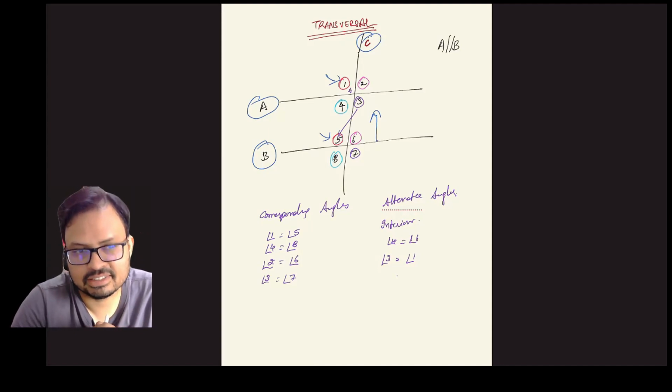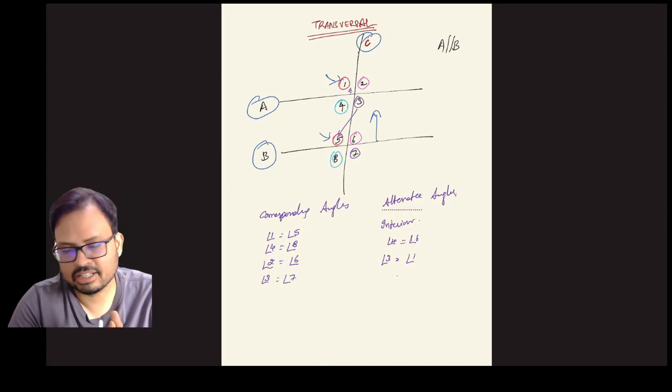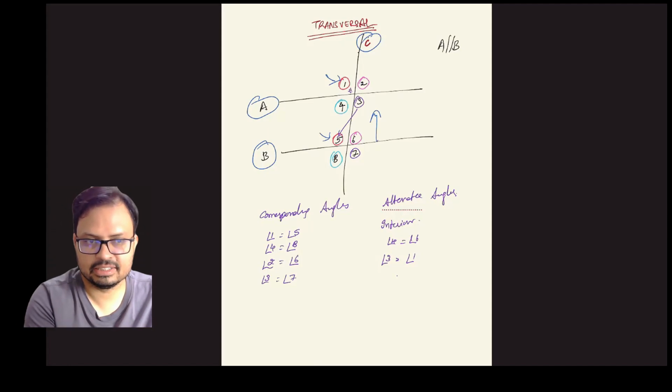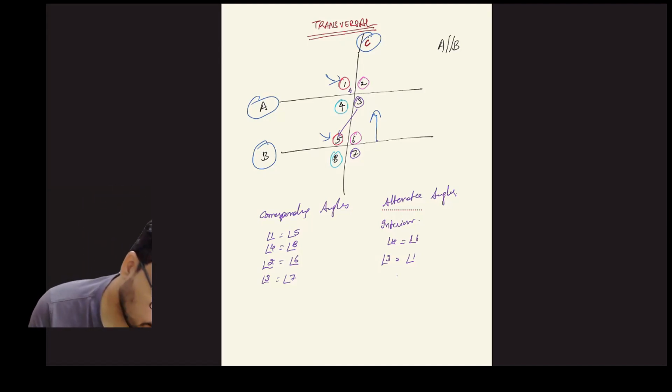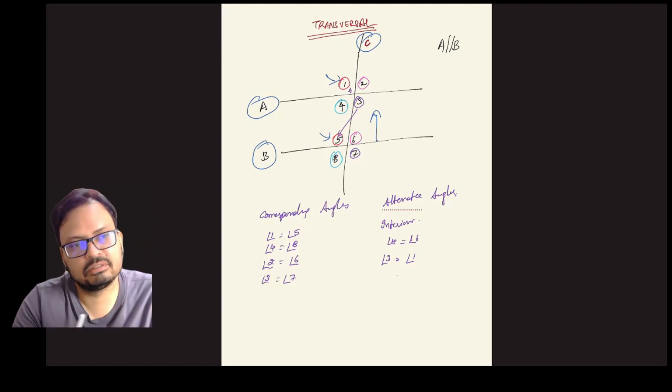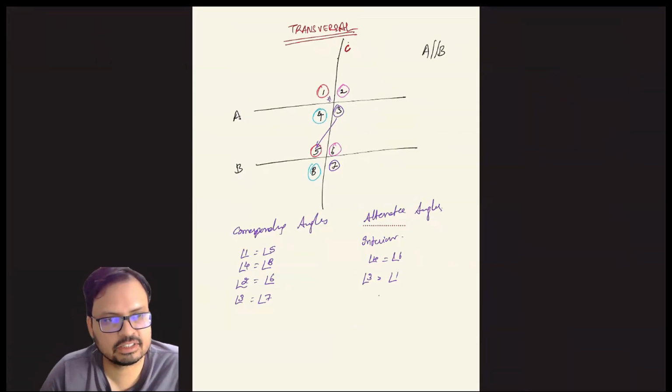Why don't you take an exercise where you write all these things on a paper, maybe semi-translucent paper, and then try to mark these things using a marker, cut somewhere in between A and B, and try to superimpose that and see if the corresponding angles are equal. All right, let's talk about alternate angles here now.